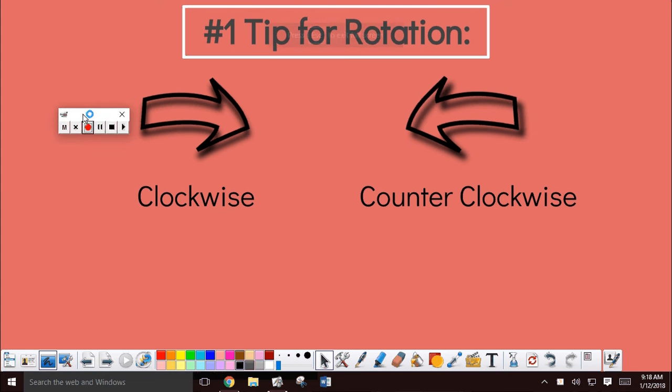Alright, so today we are going to talk about rotations. And first and foremost, when it comes to rotations, we have to talk about direction. Which way are we turning? So we're talking about the direction that we have to go in.